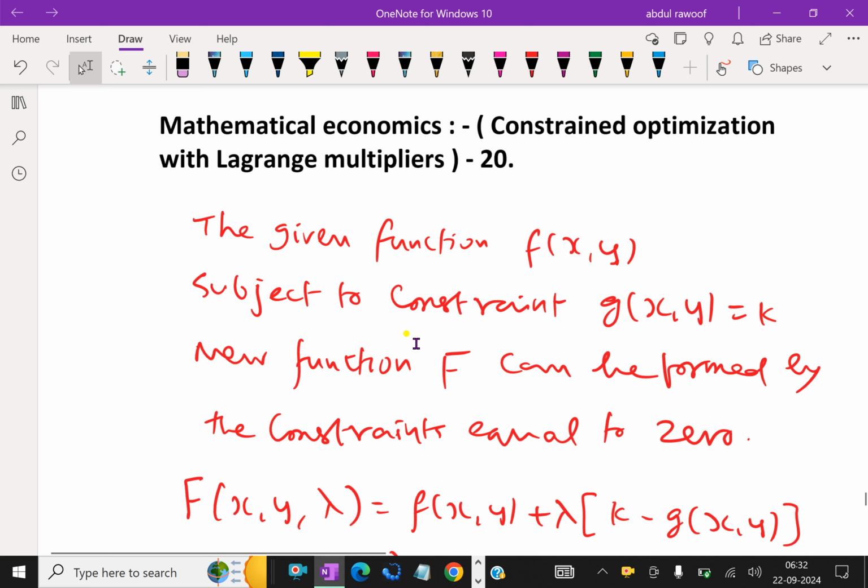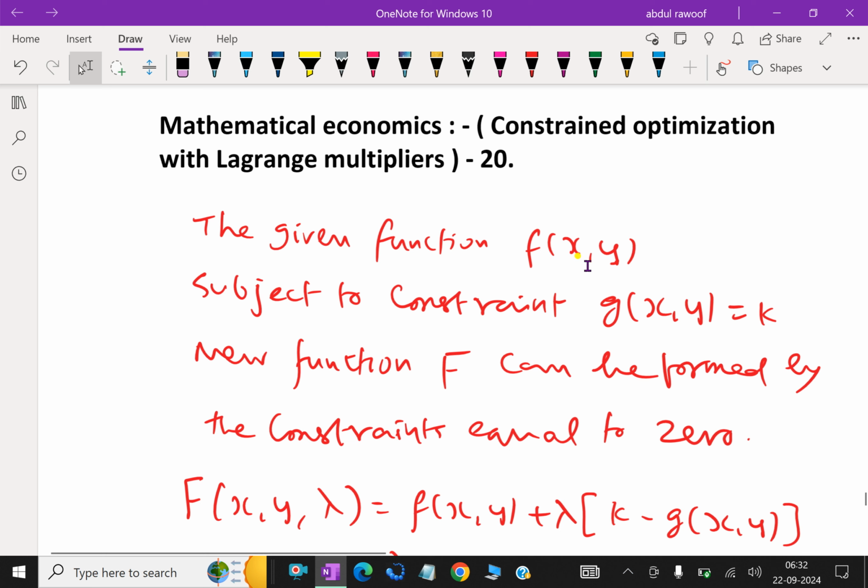In mathematical economics, let us explain constraint optimization with Lagrange multipliers. In calculus, it is used to maximize or minimize a function subject to a constraint. Given a function f of x, y subject to the constraint g of x, y equal to k, where k is a constant, a new function can be formed and we can optimize.